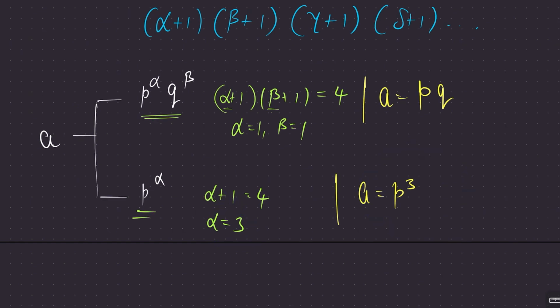And how do those divisors look? So in this case, what will be those 4 divisors that we are after? One will be 1, one will be pq, one will be p, and one will be q. So these are the 4 divisors. And what are the 4 divisors in this case? 1, p cube, p, and p square.